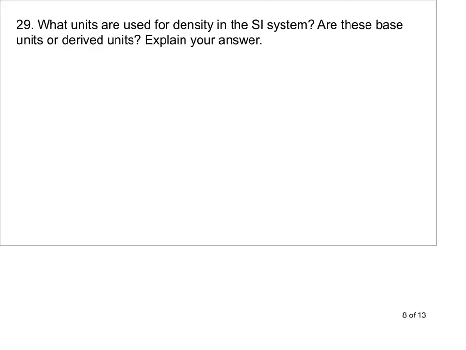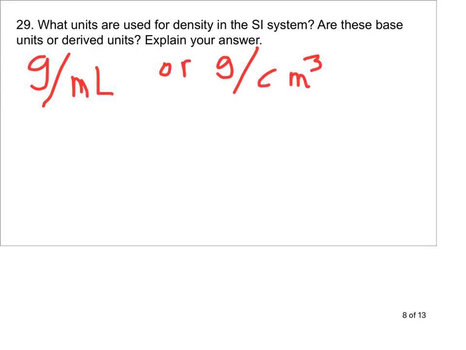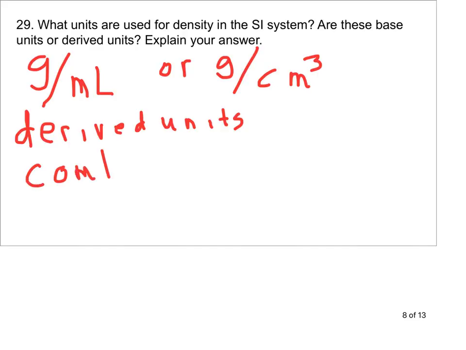And units for density. In the SI system, we could use something like grams per milliliter, or grams per cubic centimeter are the most common ones we used. And are they base units or derived units? Definitely derived units. It's a combination of base units.